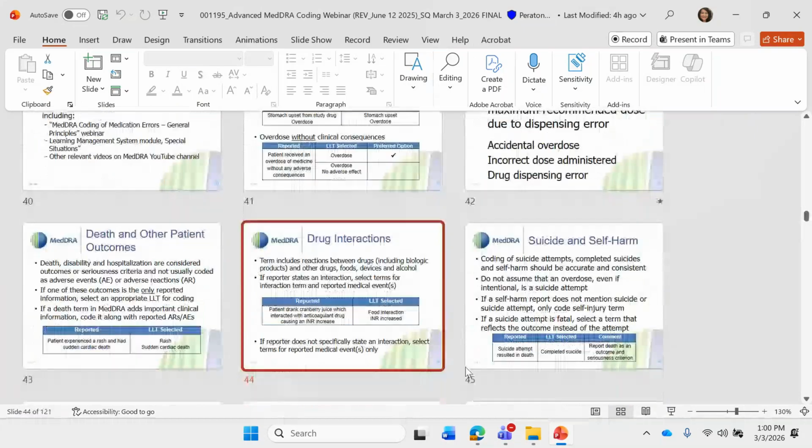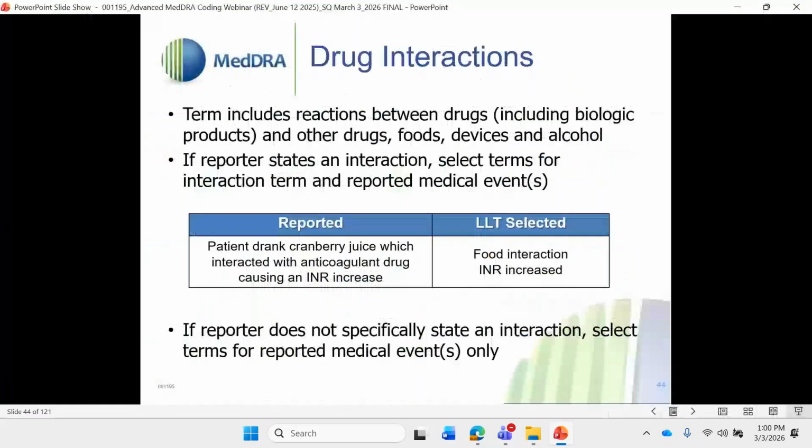Okay, so yes. Only if the reporter specifically states an interaction do you say interaction. Like here in our example, the patient drank cranberry juice, which interacted with the anticoagulant drug. That's the only reason I could say food interaction, because they stated which interacted. If it just said the patient drank cranberry juice, he took his anticoagulant drug. This caused an INR increase.